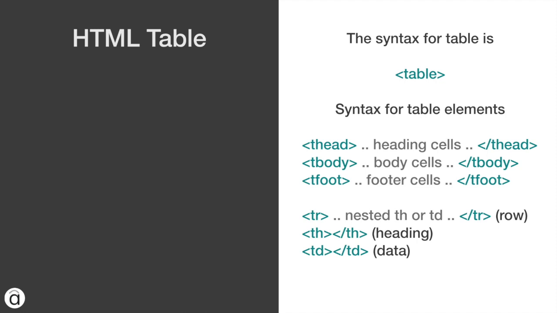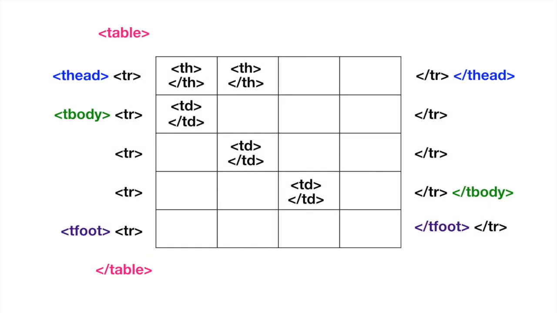Then within the thead, we would have a TR for table row. Nested within those would be TH for table heading, and within the tbody we would have TRs for table row and TDs for table data. More will become obvious shortly. So here's a schematic of a table made up with PowerPoint software. So hopefully this will explain the syntax a little bit better.